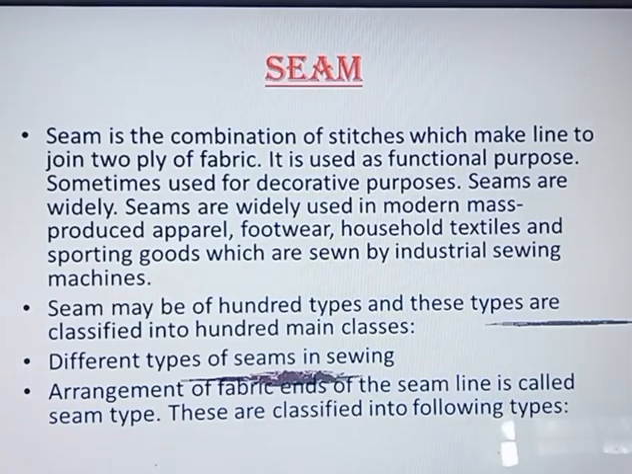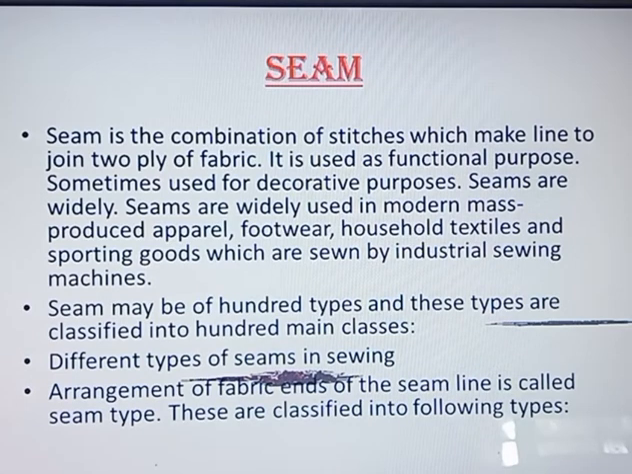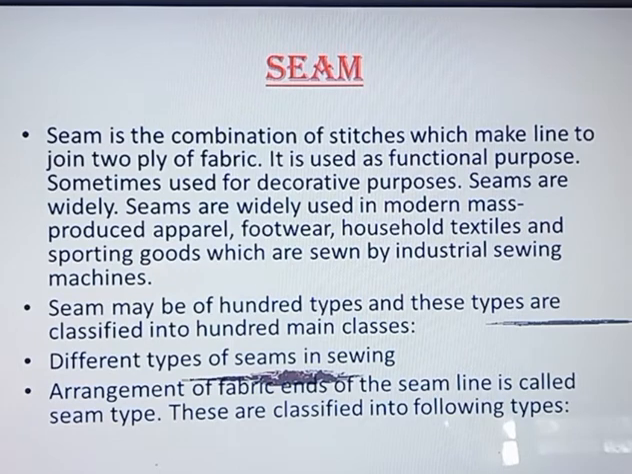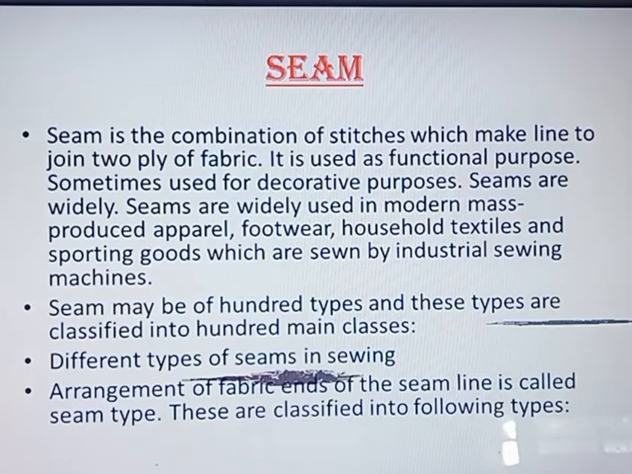So friends, today we are going to study the most important topic of UGC NET Home Science, that is the seams. For studying the seams, we should know what a stitch is. A stitch is made on the fabric with the help of thread and needle, and when we take a number of stitches together, that makes a seam. A seam is a combination of stitches which makes a line to join two plies of fabric. Different layers or plies of fabric can be joined together with the seam.